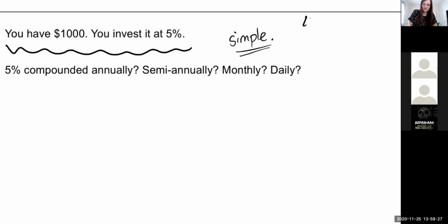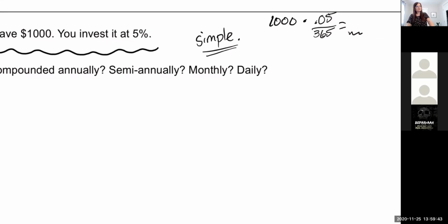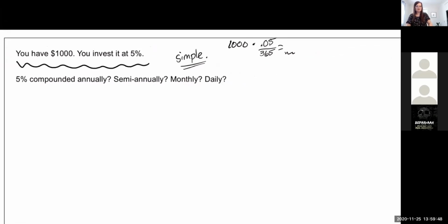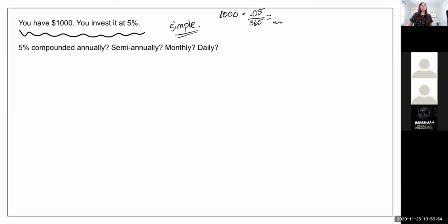So it's like you get $1,000 and then times the 0.5%, but it's divided by the 365 days per year. So every day you're getting that much added on, and that's it. And whether it's adding on to your debt or adding on to your investment, that's simple interest, right? You're just doing that daily for 365 days, let's say, for the year.